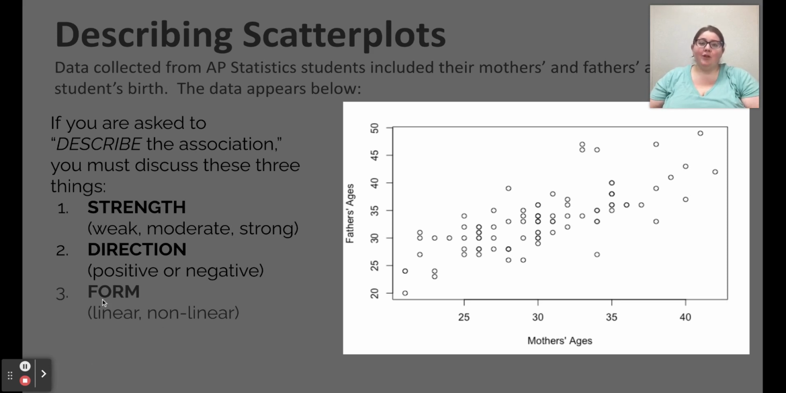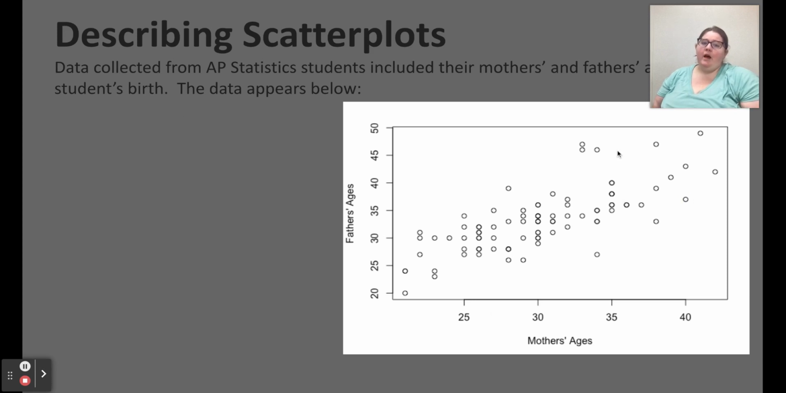And then for form, we're looking at, is it linear, meaning do the points generally form a constant increase or decrease, or do we see some type of curve, or maybe even an exponential situation happening where it's not really linear? For now, we're just going to say linear versus nonlinear. You don't have to say exponential, you don't have to say quadratic. You can just say, hey, this doesn't look linear.